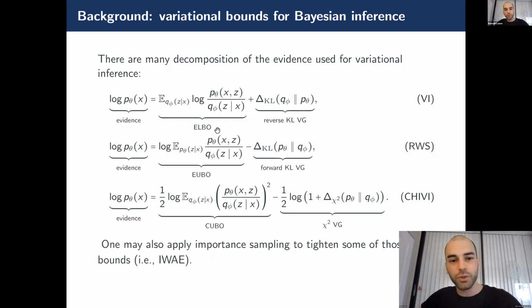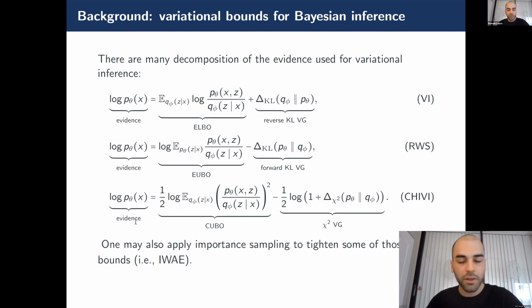And the second, this is a lower bound because the KL is positive, but you can have upper bounds. So here we have a certain upper bound called UBO, and the gap between those two things is the forward KL divergence. So this is related to expectation propagation, for those of you who know.